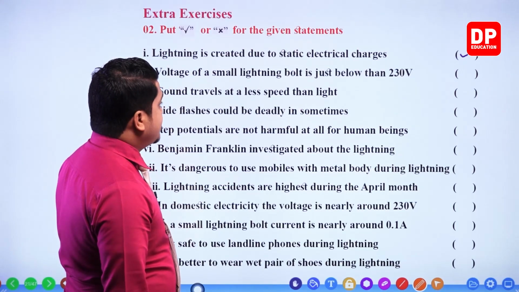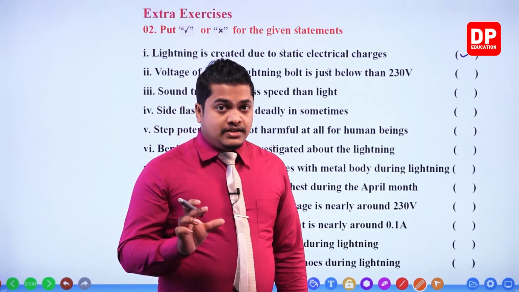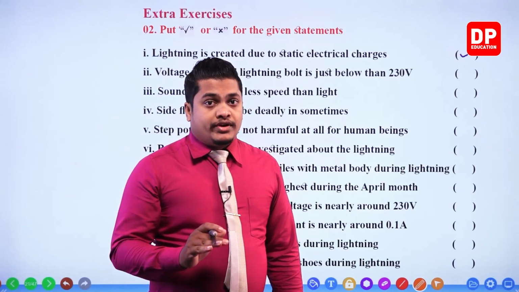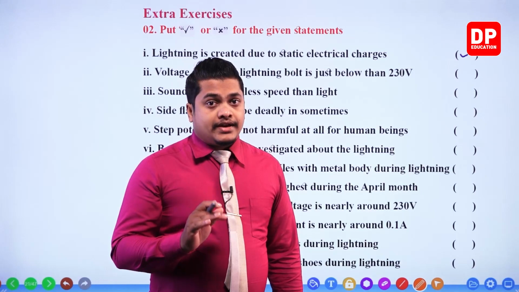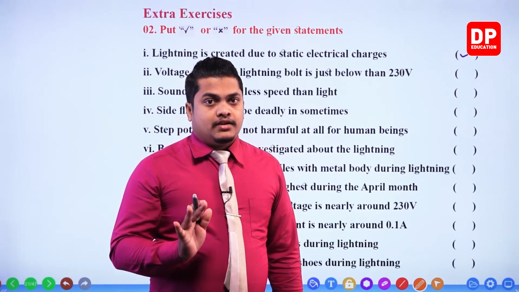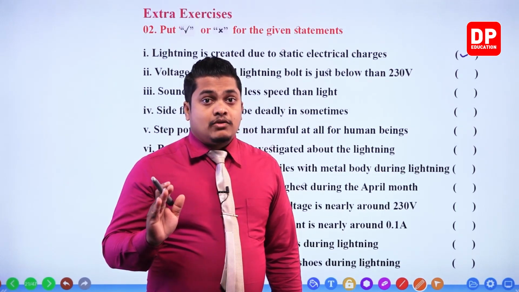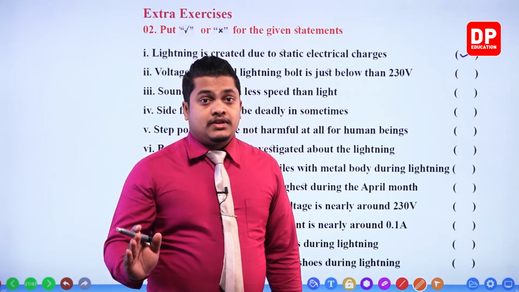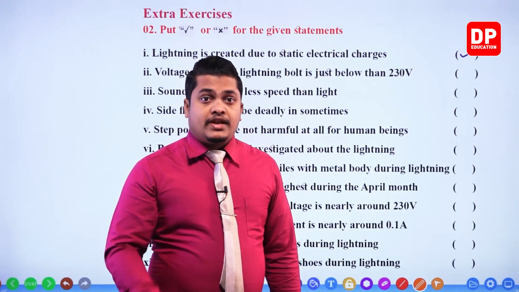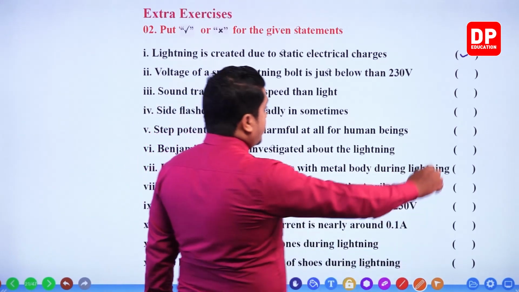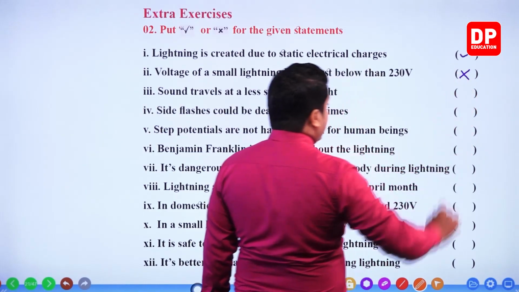Next one given, voltage of a small lightning bolt is just below 230 volts. Totally incorrect. No matter if it is smaller or larger, the voltage carried by the lightning is going to be very high. A good lightning bolt is around 10 million volts, even more. So we can't say it is just below 230 volts. So this is incorrect.